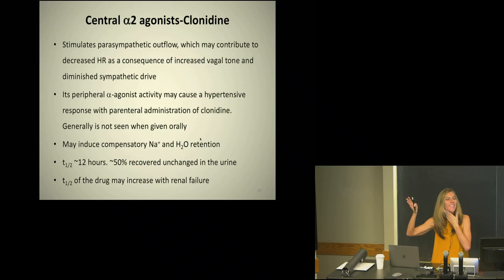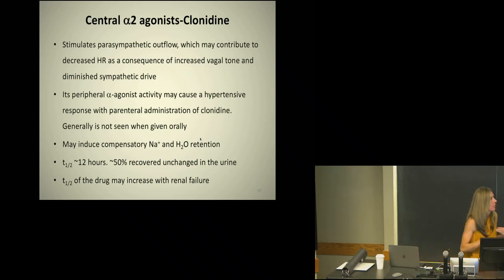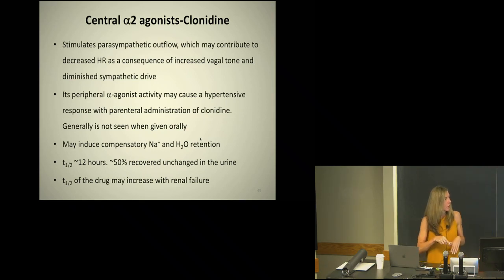Anybody remember? Does it work on the periphery? No, it's mostly working at the level of the heart, okay, in the atria. So in that way, it can decrease heart rate, okay, by increasing vagal tone. Okay. You can have a compensatory increase in sodium and water retention because that would decrease blood flow to the kidneys, all right? And in patients who have poor renal function, it would prolong its half-life.